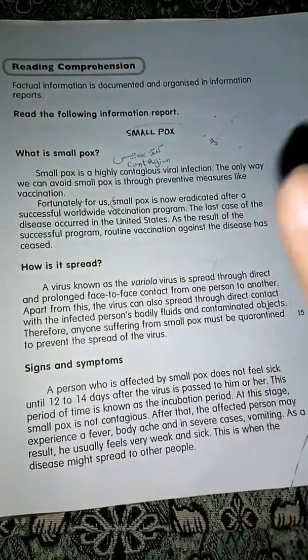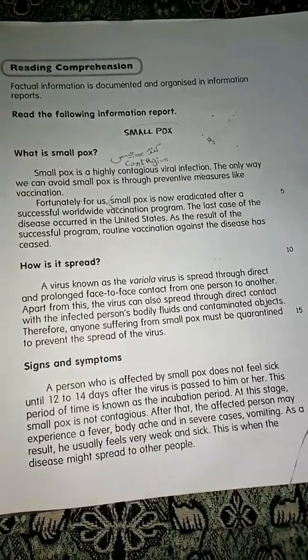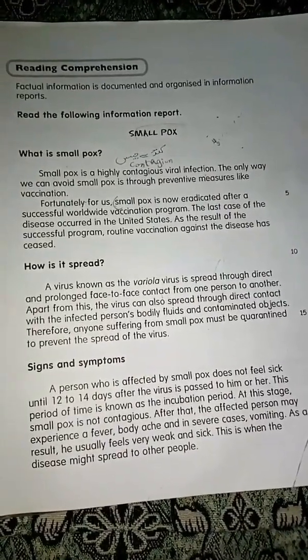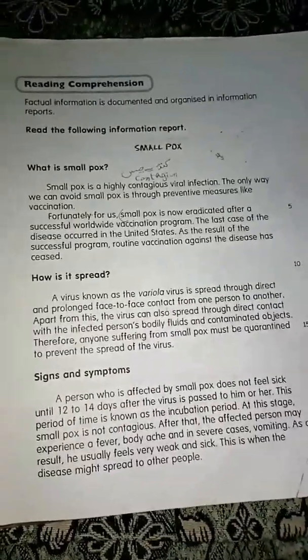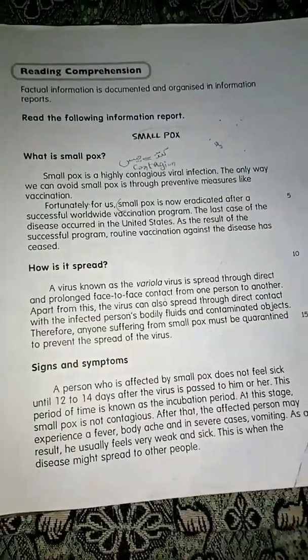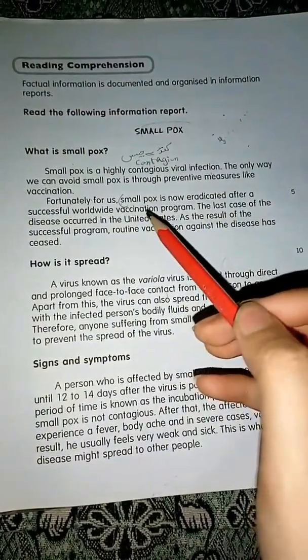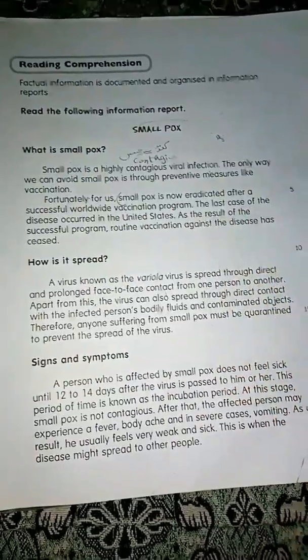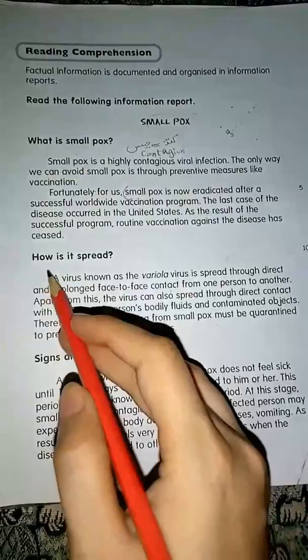So this was like an epidemic in the previous time, okay. And nowadays we have COVID-19 or corona, but in past years we had smallpox as an epidemic, okay. But now it has been eradicated after so many vaccinations, and the last case was in the United States so long ago. Okay, how is it spread?